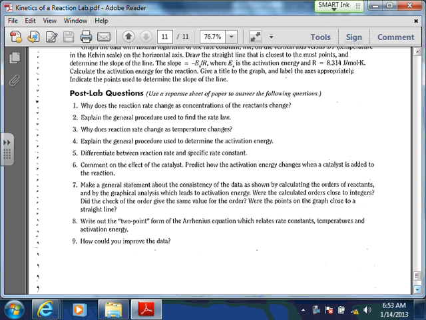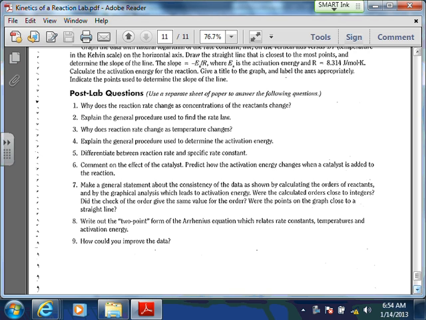Explain the general procedure used to find the rate law. You can explain what you did there. Why does the reaction rate change as temperature changes? Again, you can talk about the fact that it's all about collisions, right? So the faster these particles are moving, the more often they hit one another, and the more often the reaction occurs. Number 4, explain the general procedure used to determine. You can do that. Number 5, differentiate between reaction rate and specific rate constant.